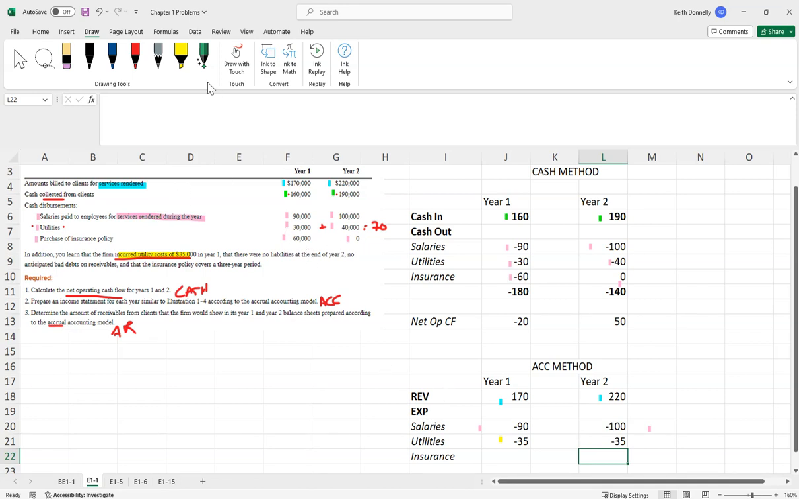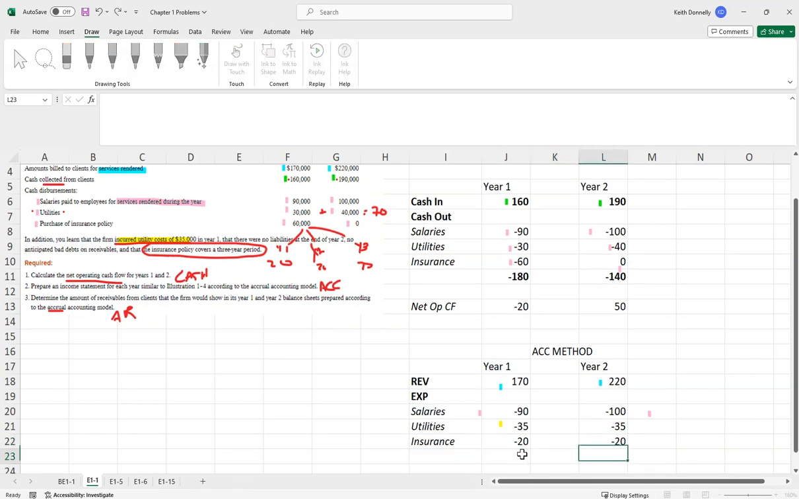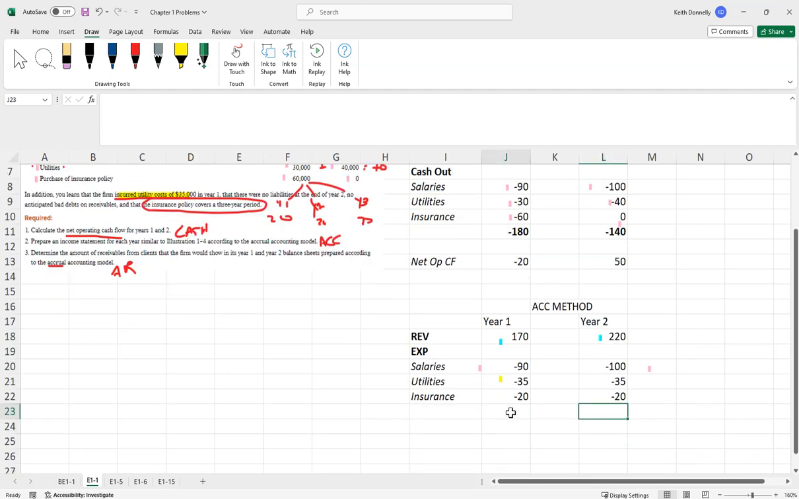Well, it looks like we paid 60, but when we look at the facts, the insurance coverage was for 3 years, right? So in year 1, year 2... I'm trying to write with a mouse. We know under the accrual basis, we only take that deduction as we incur it ratably, right? So it's going to be 20, 20, 20. So in year 1, we did 20. In year 2, we did 20. There's also year 3. It's not shown there because we're only doing a 2-year analysis.